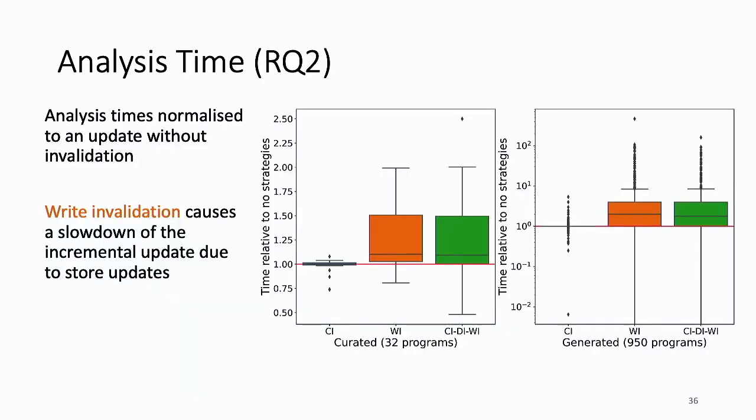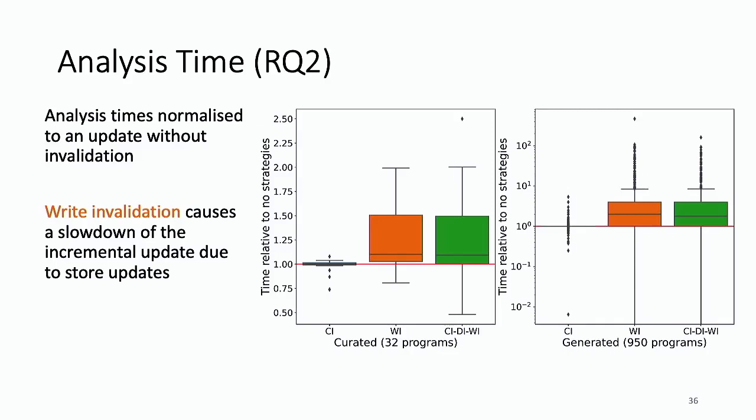And then to see whether our strategies have an impact on the speed of an incremental update, we compared the times taken by an update with a strategy to a time taken by an update without a strategy. It's plotted relatively here. And we omitted dependency invalidation. And actually we found that component invalidation and dependency invalidation have no significant impact on the analysis time of an update. However, write invalidation does have an impact.